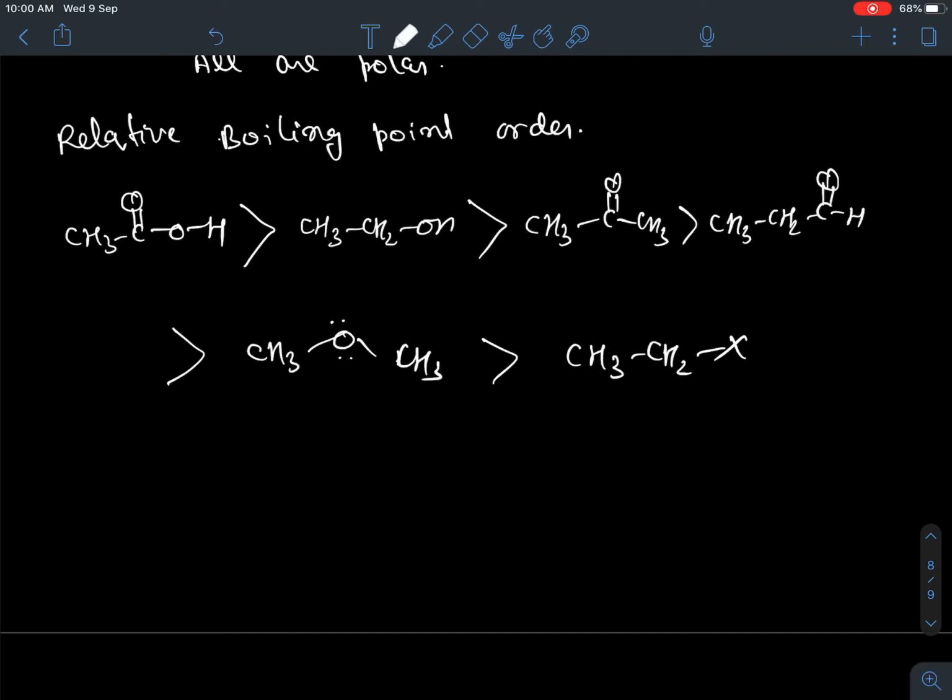Now the boiling point portion is over. Now let us compare their solubility. Now obviously, which will be more soluble? If I ask, which will be more soluble, aldehyde or ketone? First think by yourself. What do you think? According to you, aldehyde will be more soluble or ketone will be more soluble?